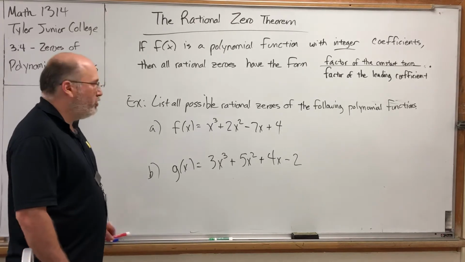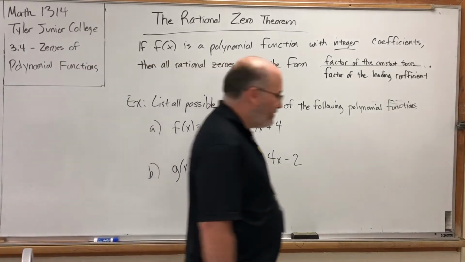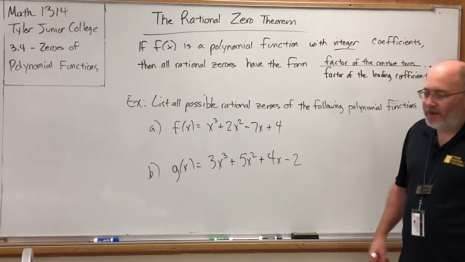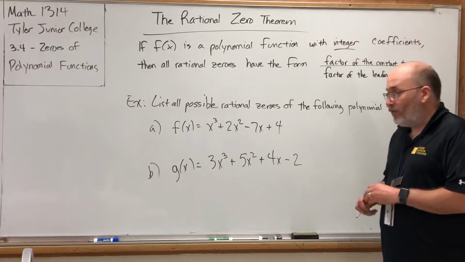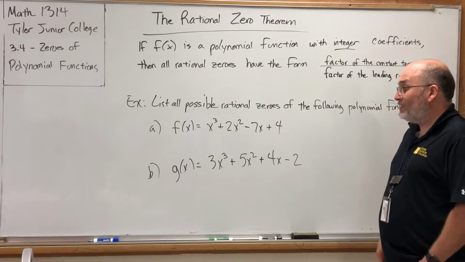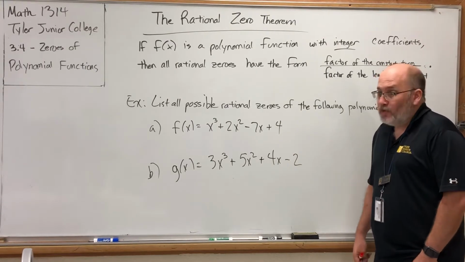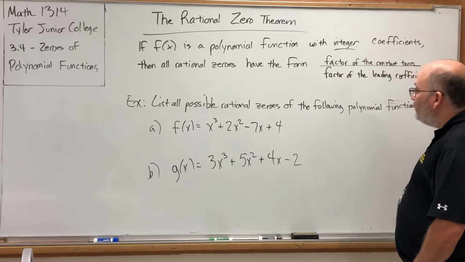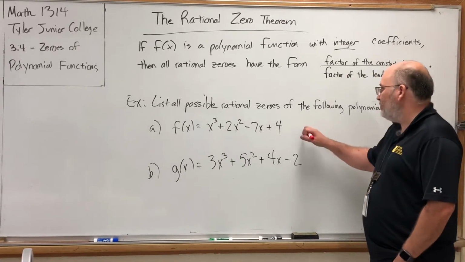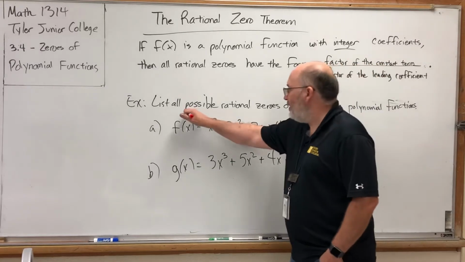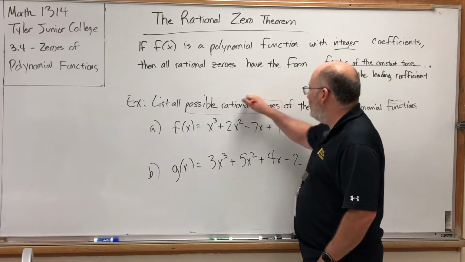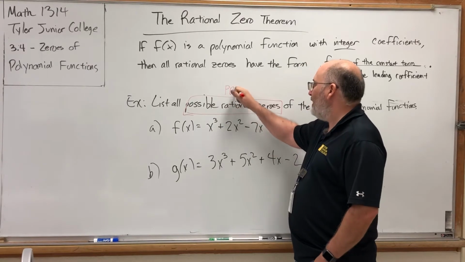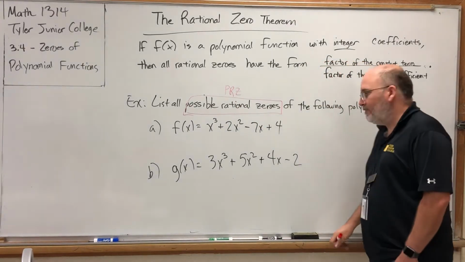When you are asked to do that, you're making a list of things that might work, and you may or may not find ones that actually do work. In other words, you're making a list of numbers that might make the function equal to 0. You may or may not be asked to actually find some that do. To make a list of possible rational zeros, which I'm going to abbreviate from this point forward because we're going to be doing it quite a bit in this series, I'm going to abbreviate possible rational zeros PRZ.